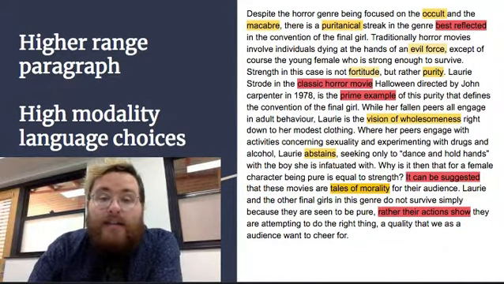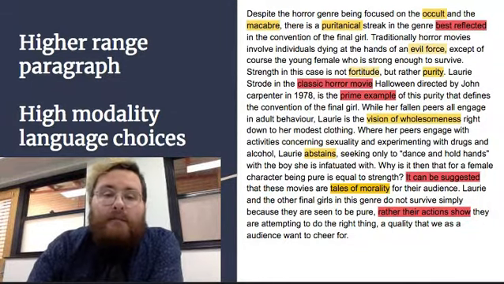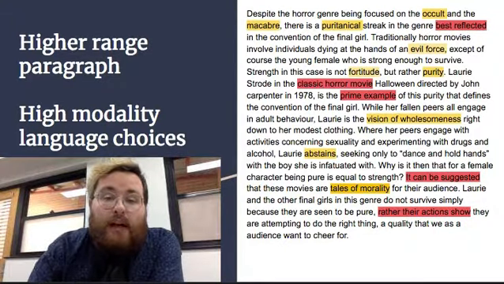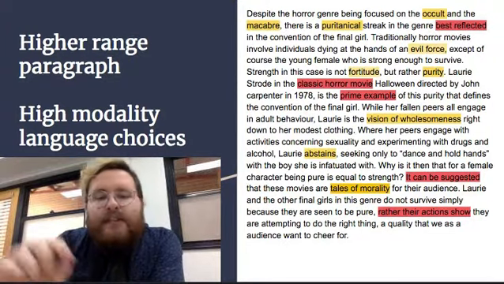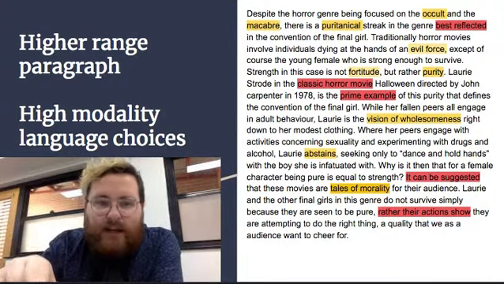So instead of saying magic, I'm using occult. Instead of gore, it's macabre. It's puritanical for being pure. Evil force rather than bad guy, fortitude rather than surviving. Purity, vision of wholesomeness, abstains, tales of morality. This isn't just one or two words, it's actually throughout the entire text.